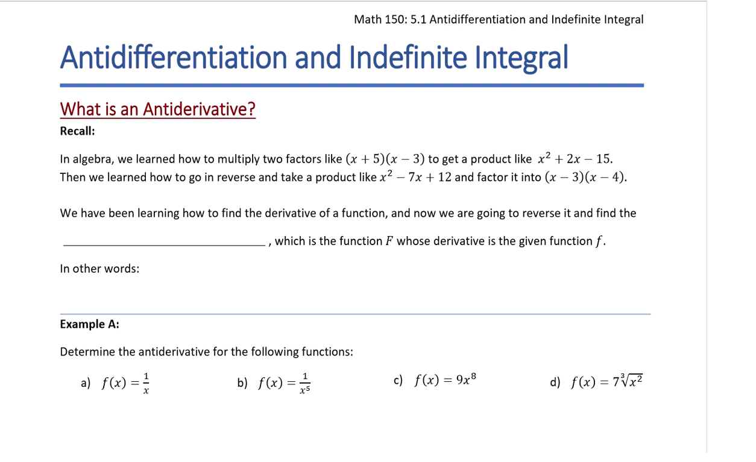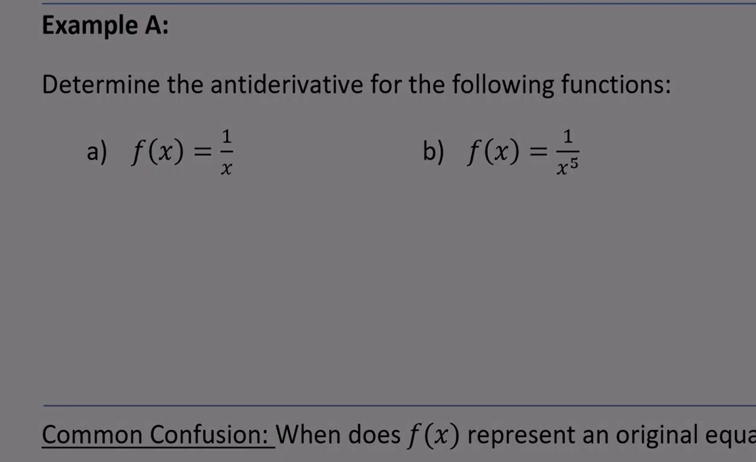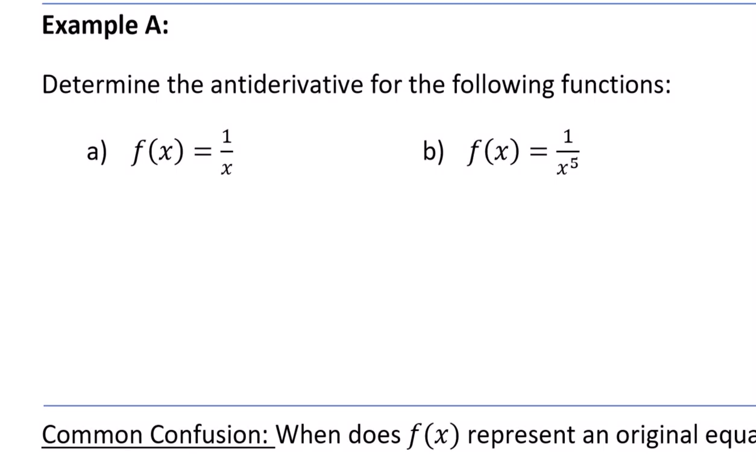Well, in calculus, we have been learning how to find the derivative of a function, and now we're going to reverse it and find the antiderivative, which is the function capital F, whose derivative is the given function little f. In other words, the function lowercase f of x is actually a derivative of another function capital F. So we want to determine the antiderivative for the following functions.